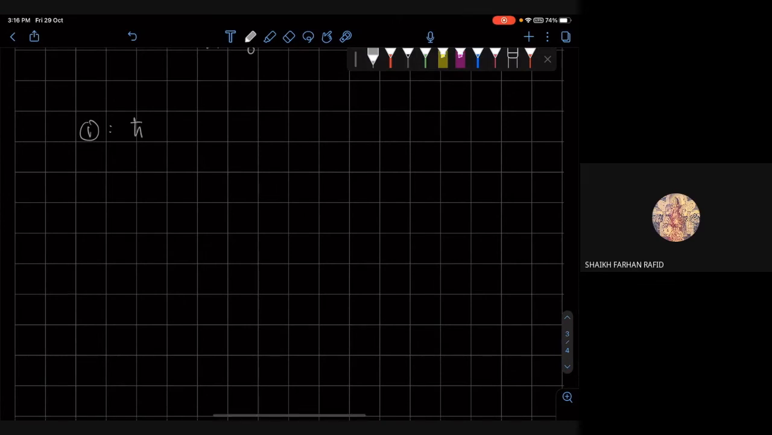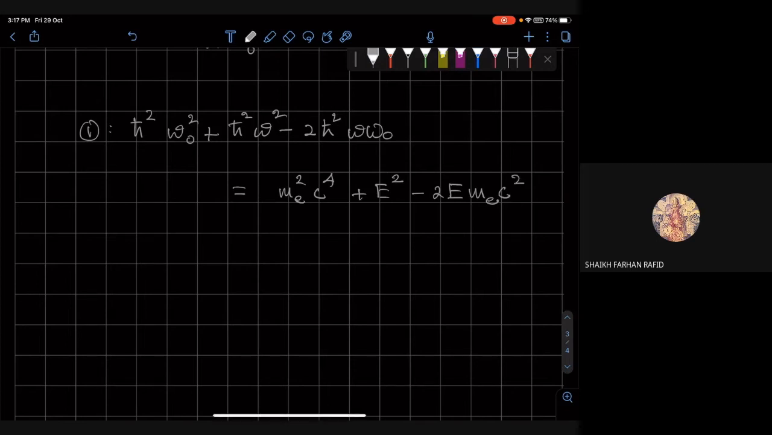h squared omega naught squared plus h squared omega squared minus 2 h squared omega naught omega. And on the right hand side, we get me squared c to the power 4 plus e squared minus 2e me c squared, okay?